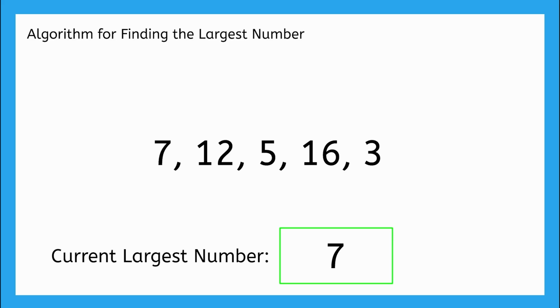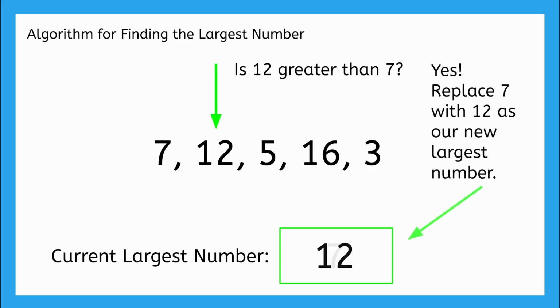Compare the largest number with the next number in the list. The next number is 12. Is 12 greater than 7? Yes, so this number replaces 7 as our new largest number.